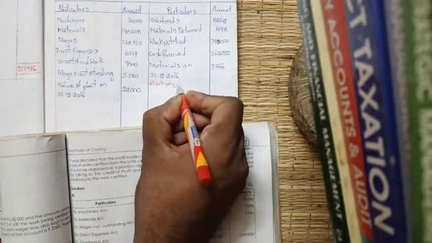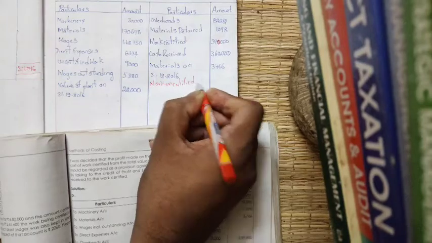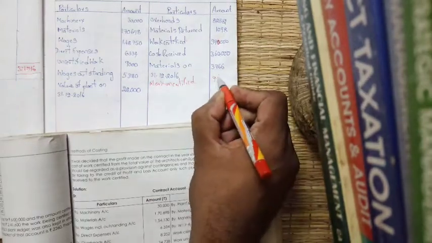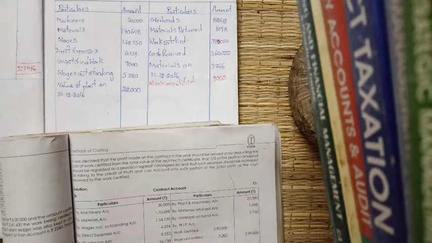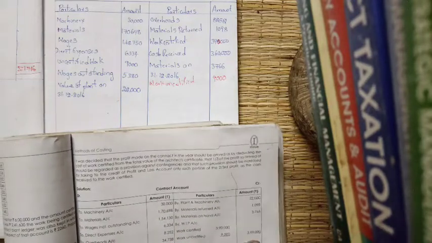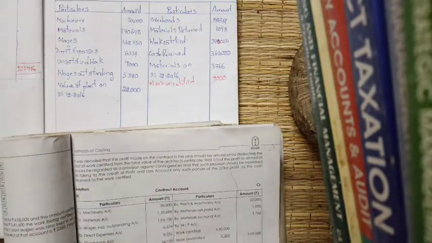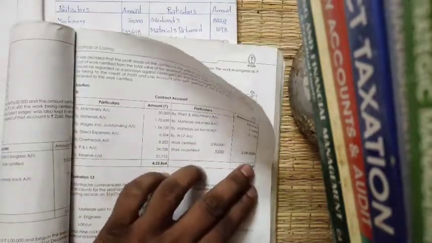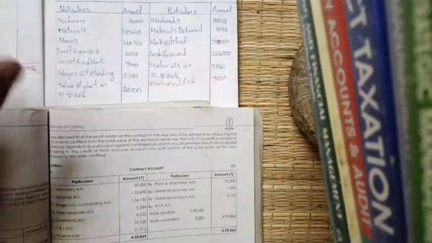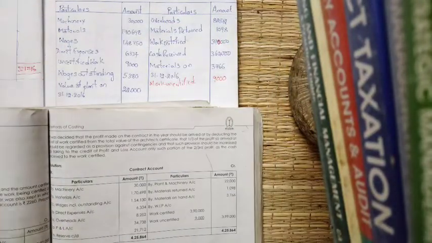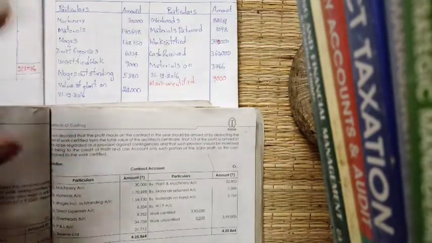Work uncertified is 9,000. I will add it to the total. So anyway, 9,000, I hope that is clear. So the total is 3,99,000. You see 3,99,000. These are the figures as per the problem. Now we will calculate the profit and loss account and the reserve, and then finish this problem.